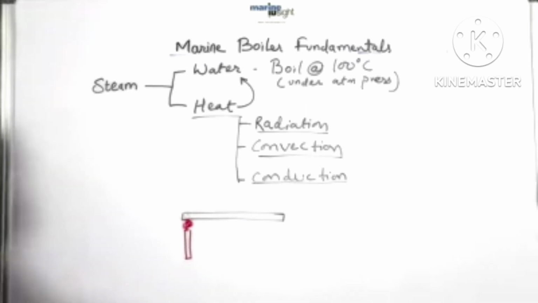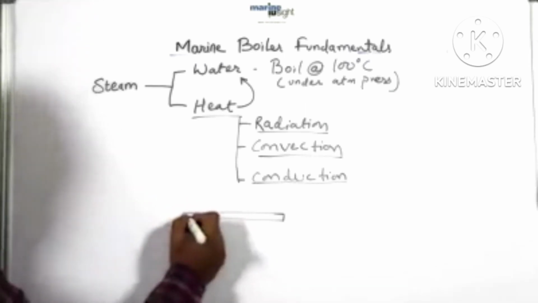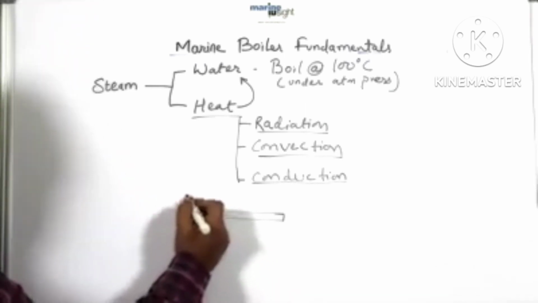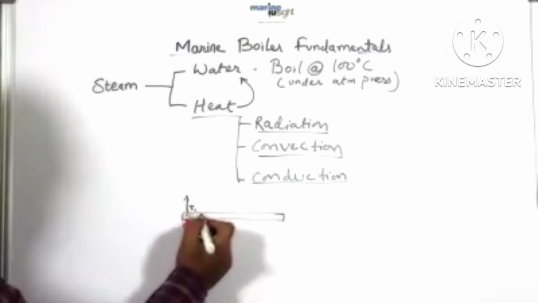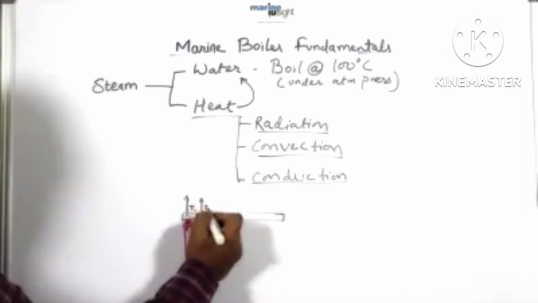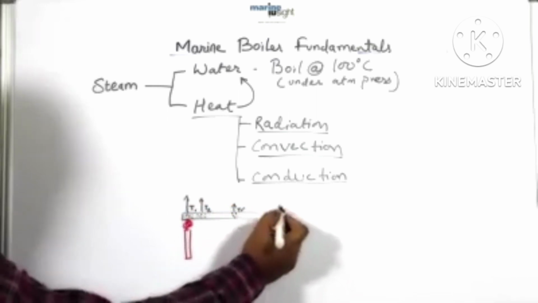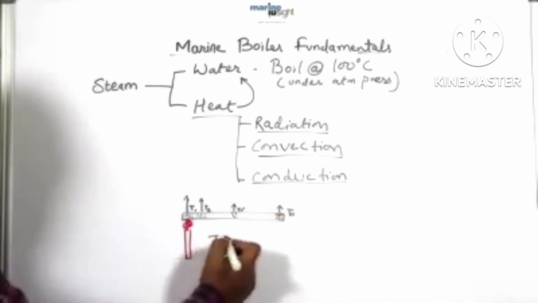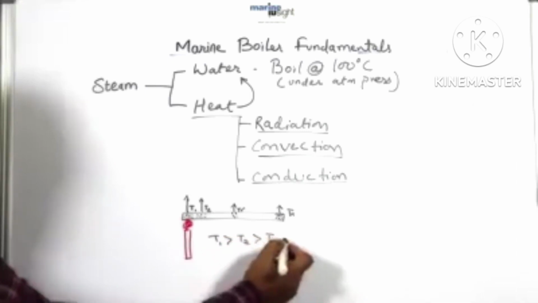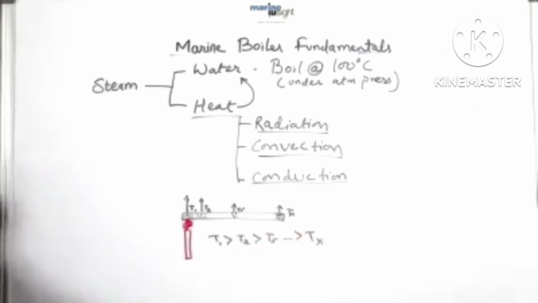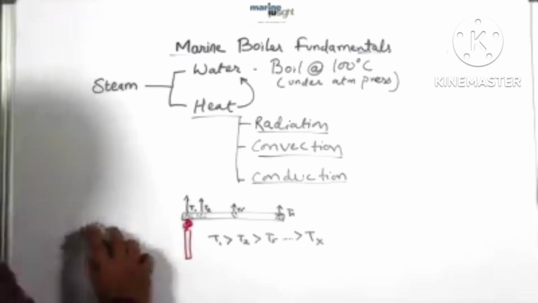The molecules of the metallic rod at this end will start vibrating due to the increase in temperature and transfer the heat to adjacent molecules. These adjacent molecules will now start vibrating and they will transfer the heat energy to further adjacent molecules. This process continues until the heat reaches the other end.